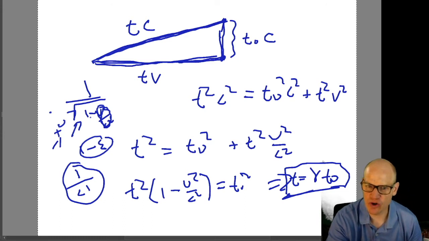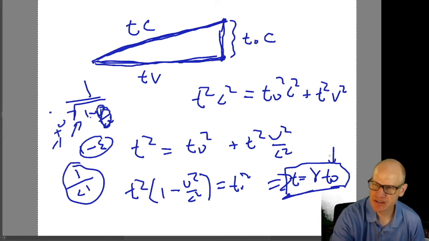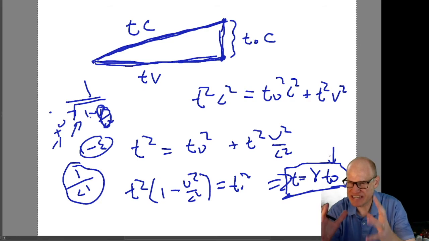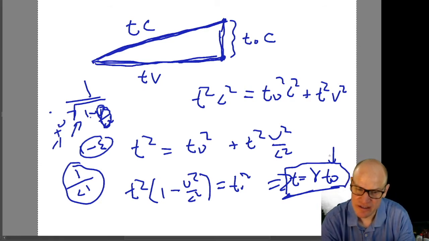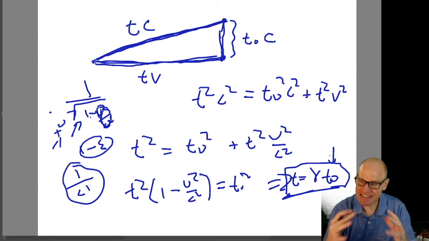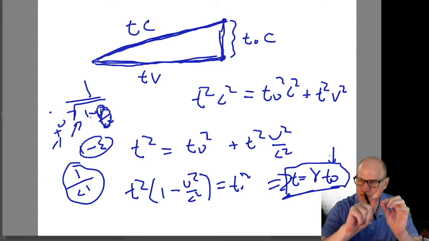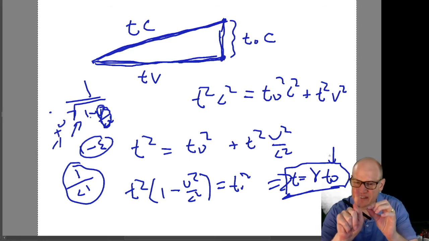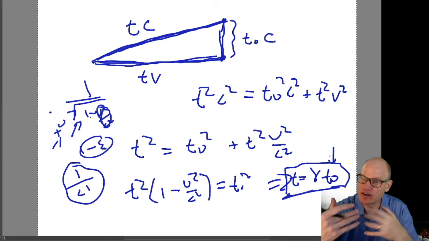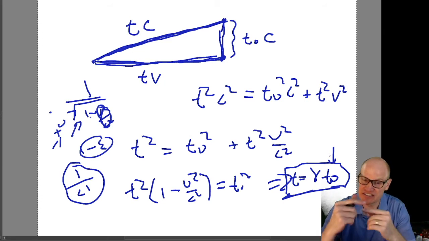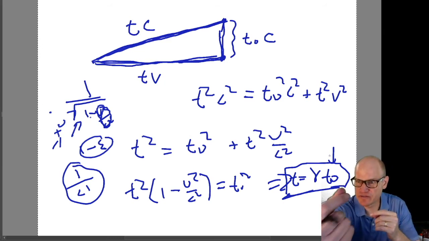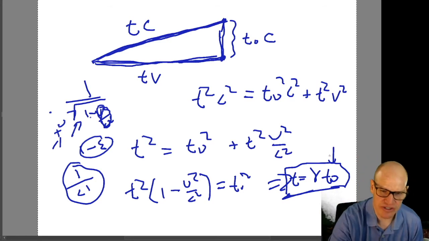The time that I observe only gets longer than the proper time. The proper time, again, is the person standing at rest with respect to the clock. The time that I measure is called the dilated time, which is when does the clock tick by a certain amount? How many of my clock's seconds does it take to see 1 second of the moving clock? That's what's going on.